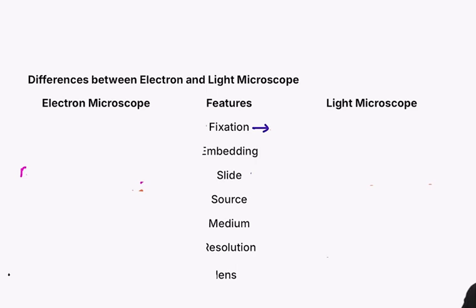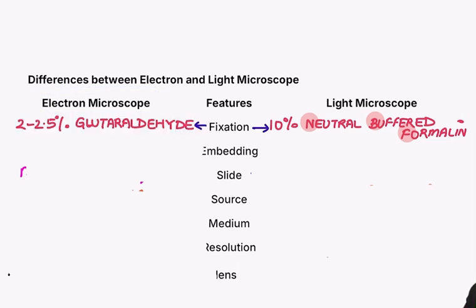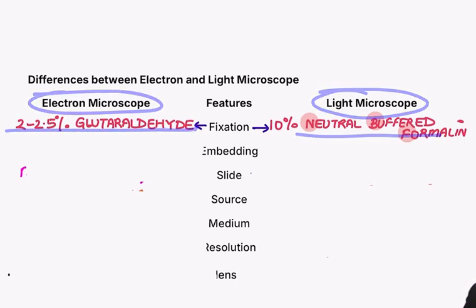So let's start right from the day when a pathologist or a microbiologist is getting a sample from the clinician. If the clinician wants a light microscope done, the clinician will send the sample in which fixative? 10% neutral buffered formalin. But if the physician wants you to see it under an electron microscope, maybe the physician is expecting some virus. Viruses are seen only on electron microscope. Maybe the physician is dealing with a renal biopsy and there you have to see everything under electron microscope. Then the sample will be sent in the fixative 2 to 2.5% glutaraldehyde. So the fixative for light microscope is 10% NBF, and for electron microscope it is 2 to 2.5% glutaraldehyde.